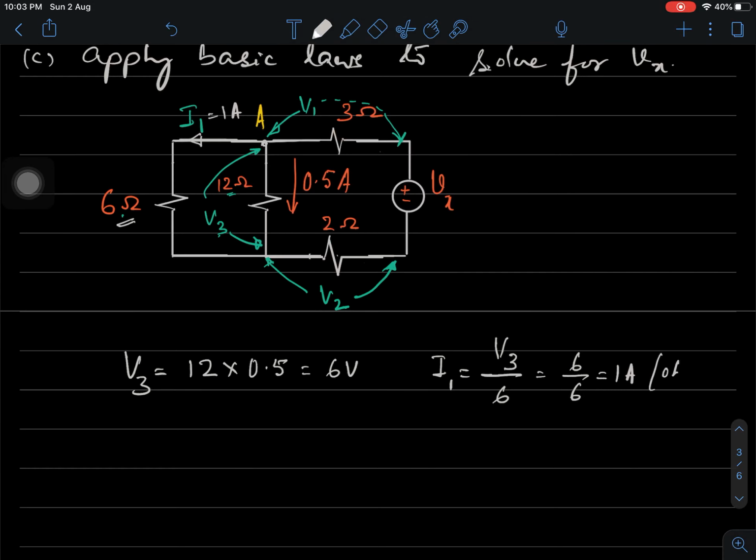What we have done here is Ohm's law. Now we will look at KCL at node A. At node A, what has to be true? I1 plus 0.5 ampere should be equal to this current. I will call that current I. This is equal to current I.